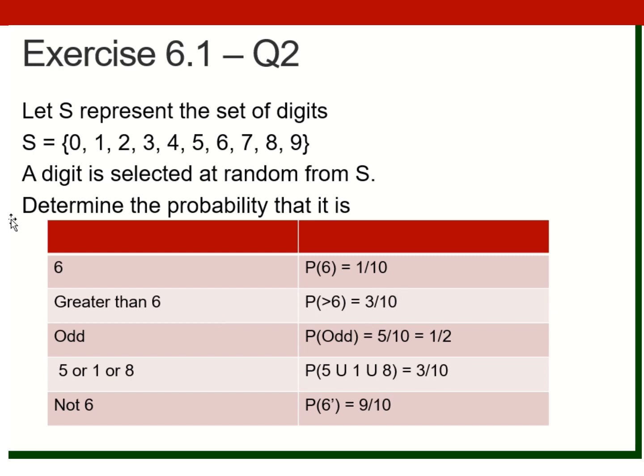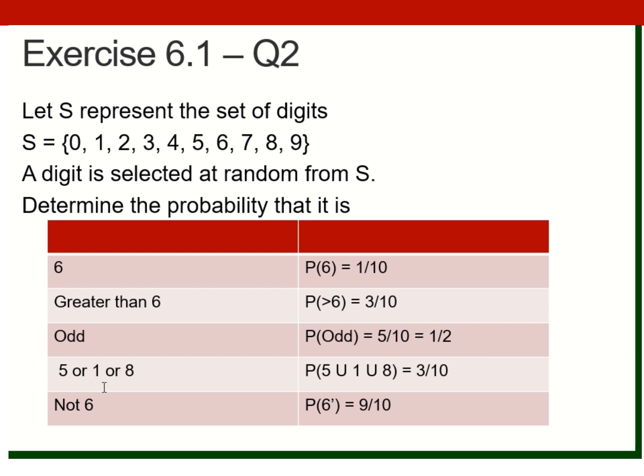Odd number. How many odd numbers? 0 has no value. So 0 is neither odd nor even. So 1, 2, 3, 4, 5. You have 5 odd numbers. 5 out of 10, 1 over 2.